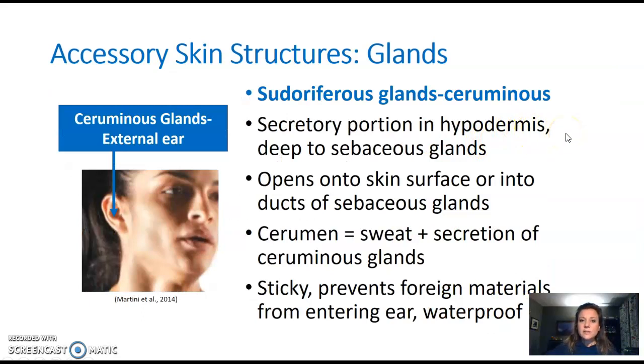We have ceruminous glands that are found in the external ear. This is what causes earwax. It's basically sweat plus the secretions of ceruminous glands, which includes some lipids because it's going to break down the cell membranes of old cells that are found inside of the glands, and it's going to function to produce a sticky substance, and it prevents foreign materials from entering the ear, and it's also waterproof.